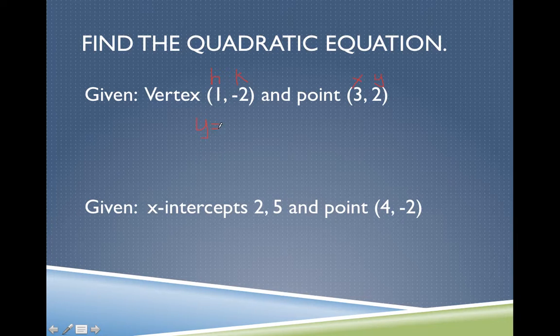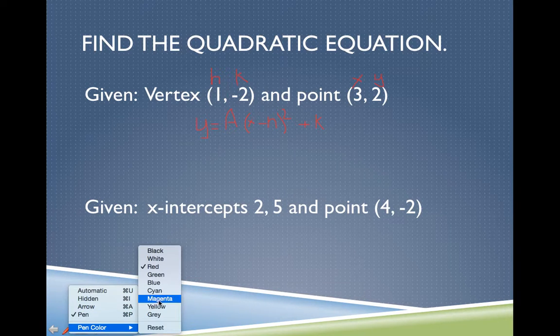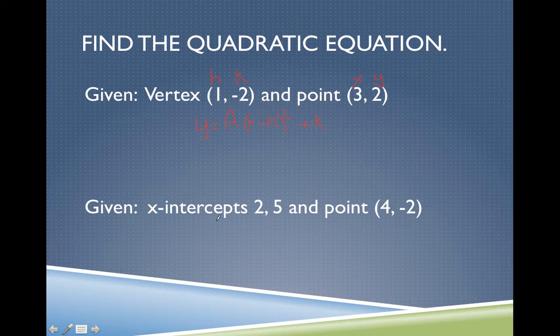Well, if they give you the vertex, let's use vertex form. Y equals A(X minus H) squared. I suppose I should put my parentheses in. I'm getting good at this writing, plus K. Alright, the only variable you don't have is A. So go ahead, substitute your H and K in, solve for your A, you have your quadratic equation. I may ask you to write a quadratic equation in standard form, but either way, you can do it.